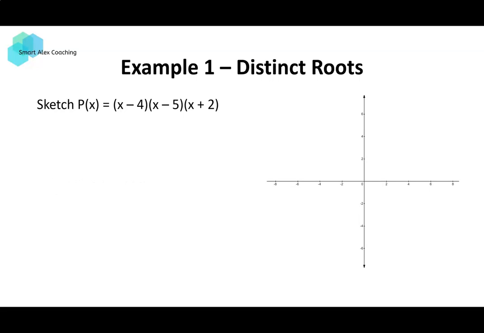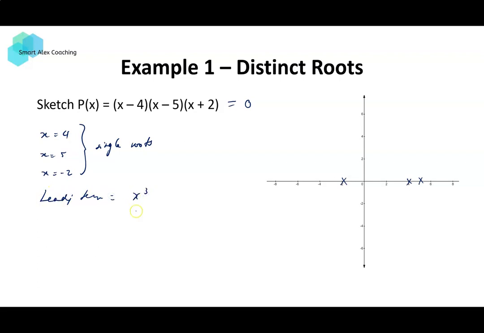Here I have a polynomial with all three distinct roots. The roots can be obtained by solving p of x is equal to 0. By doing that, I'm going to get three roots at x is equal to 4, x is equal to 5, and x is equal to minus 2. These are all single roots. So my curve will simply cut the x-axis at those particular values of x, marking it on the diagram: 4, 5, and minus 2.